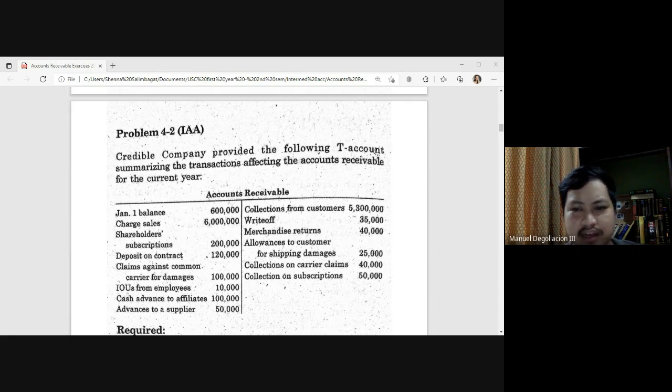But there are still a lot of other postings here. What are we going to do with these postings? Why are they not included in the computation for the ending balance of your accounts receivable? Why do you think, Villasencio?